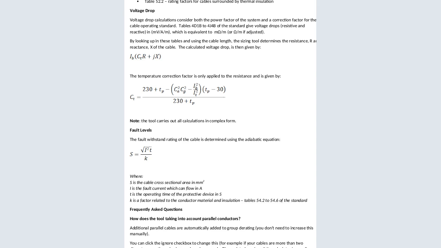So the calculated voltage drop is given by this. This is the common formula for the calculated voltage drop. So the temperature correction factor is only applied to the resistance and is given by this formula. So you can make CT the subject and you get it. So note that the tool carries out all the calculations in complex form.